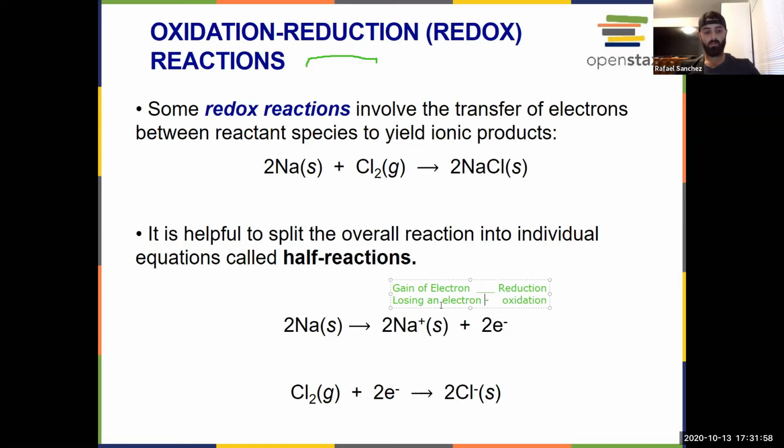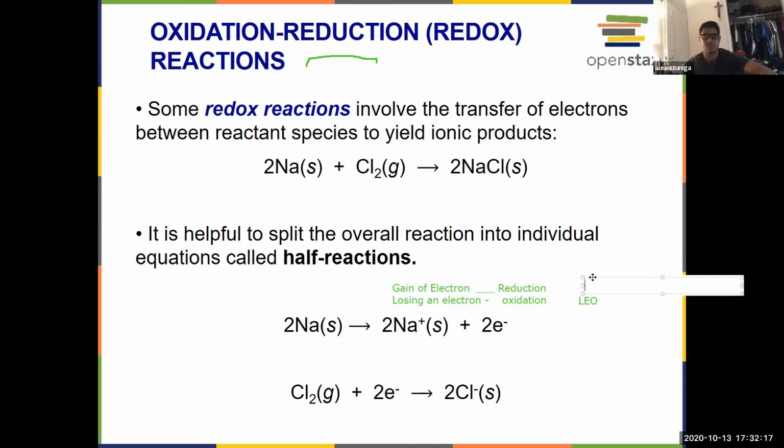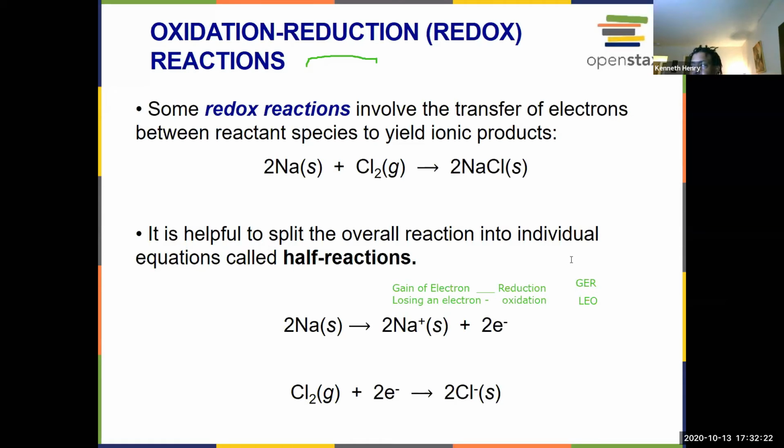Okay, so losing an electron, and how I remember it, you can remember it any way you want to, but I always say LEO. Leo, loss of electron, oxidation, and gain of electron. Okay, so which one is being oxidized and which one is being reduced? Looking at the half reactions.